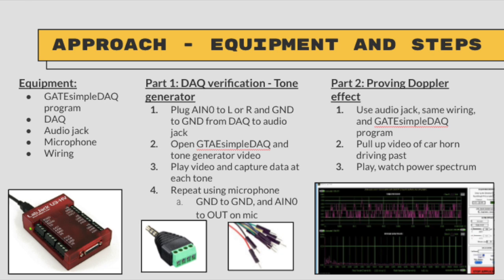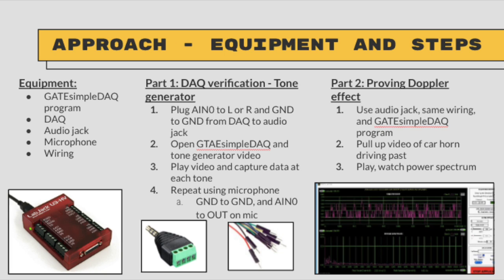To conduct an experiment to prove this phenomenon, I'm using a DAC to gather frequency data from a recording of a car driving past with its horn on. The first step in this experiment was verifying the DAC worked, alongside the other components, using a tone generator. To do this, I set the DAC up using wires to connect the DAC and the audio jack at the GND and the AIN0 and the L or R ports.